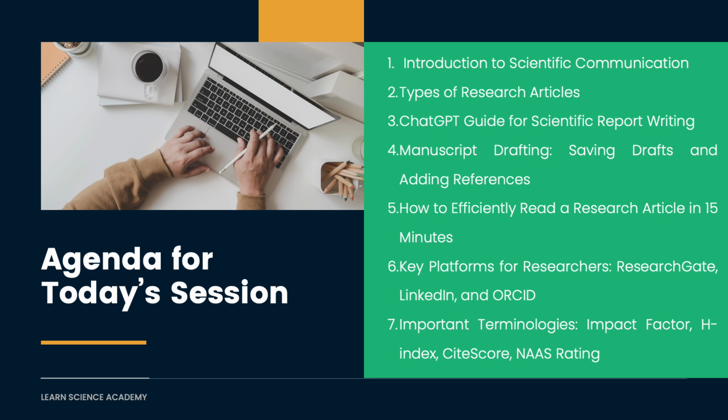Finally, we will see some of the important terminologies here. That is the impact factor, H-index, CiteScore, NAAS rating. Understanding their significance in evaluating the research impact and the quality is very much important as a researcher.